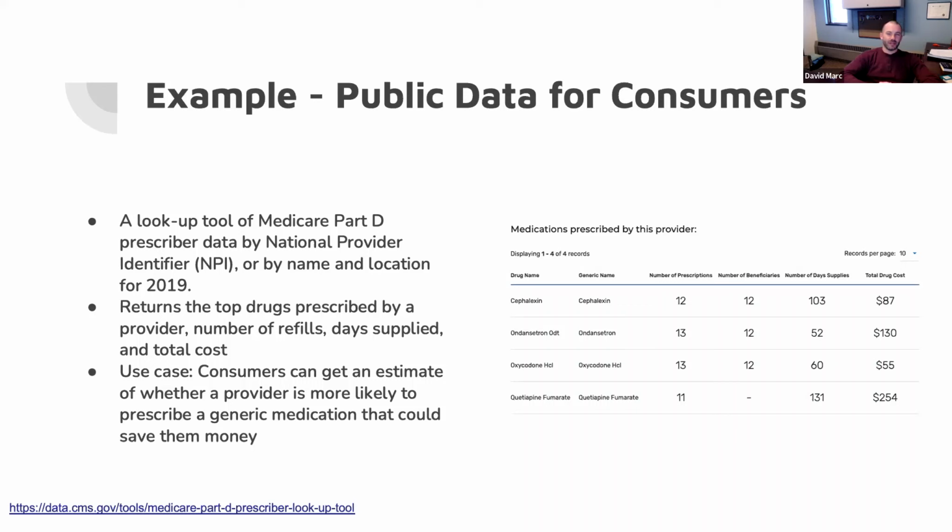Basically, you can look up a provider and get information about their prescribing patterns: which drugs they prescribe the most, the number of beneficiaries, how many days supply, and the total cost of the drug that they supply. So that's interesting, that that data is publicly available and can be looked up by anyone. I think you can see how some of that information may be abused.